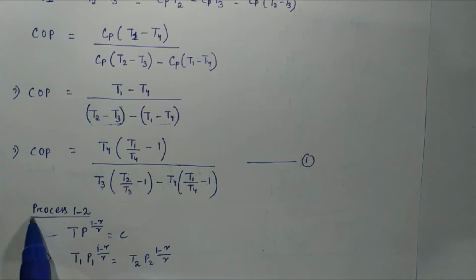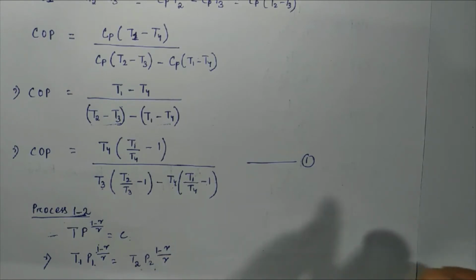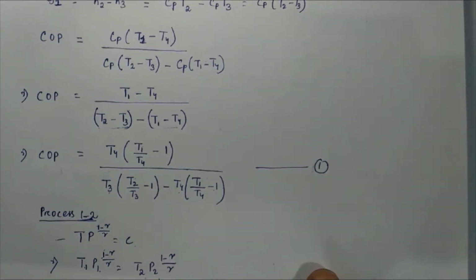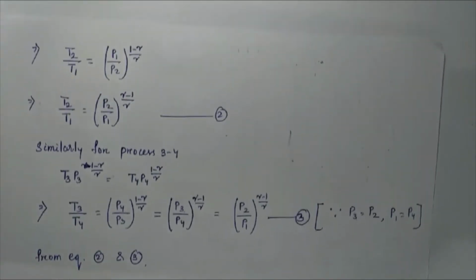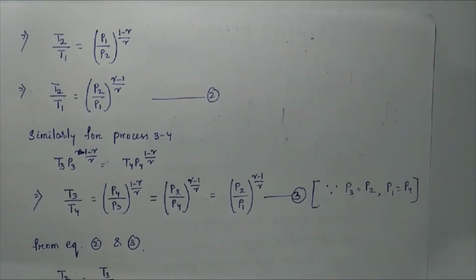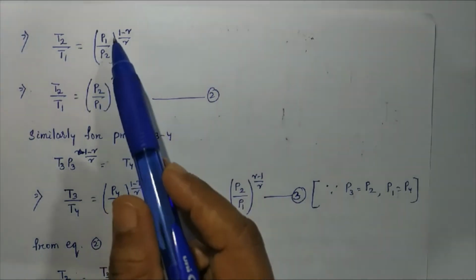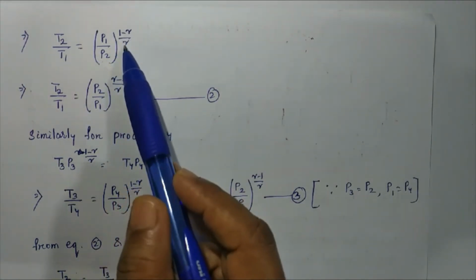So here, as it is considered to be constant for process 1 to 2, we can consider T1 P1 to the power (1 minus gamma)/gamma equal to T2 P2 to the power (1 minus gamma)/gamma. Now we just rearrange this expression as T2 by T1 equal to P1 by P2 to the power (1 minus gamma)/gamma.